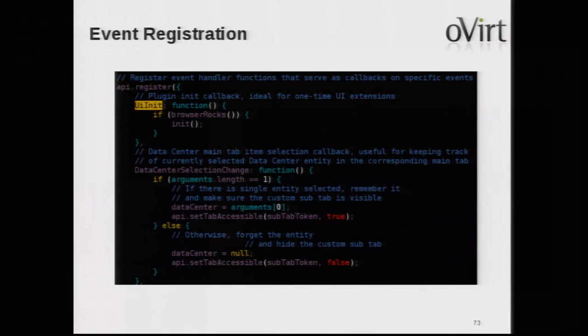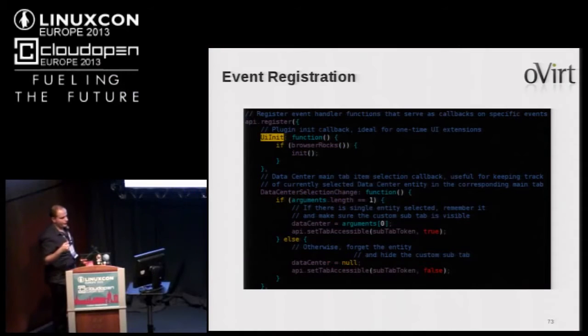And everything is an event in here, so I have event registration. One of them is the UI init in order to initialize my plugin, and the other one is the selection change of the data center. So again, if I have one data center that is selected, then I have a subtab for it with the score and so on. If I have more than one, then the subtab is not accessible because when you select more than one data center, no subtab should be accessible.